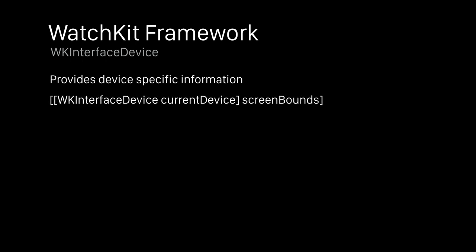WKInterfaceDevice provides device-specific information with which to configure your Watch app. Using the screen bounds property of the shared device object, you can configure UI elements appropriately at runtime. This allows you to optimize your Watch app interface for both the 38mm and 42mm Apple Watch display sizes. Using the device's current locale, you can format strings, numbers, and other user-facing content appropriately.